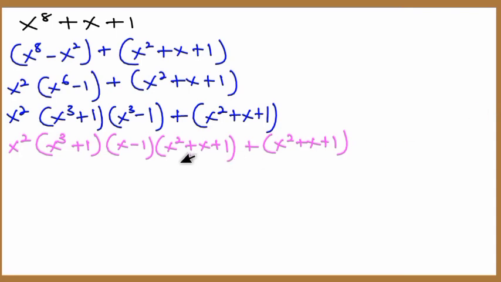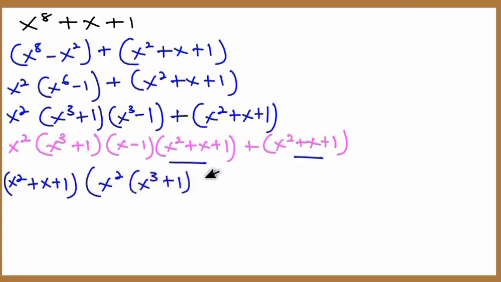Now from here we can see a common term here, so we can factor the whole of this one out. So factoring out, I'll have my (x^2 + x + 1) out. So my x^2 multiplying my (x^3 + 1) multiplying my (x - 1) plus this one gives me 1 after factorization. Factoring this one out, this is what I'll have.